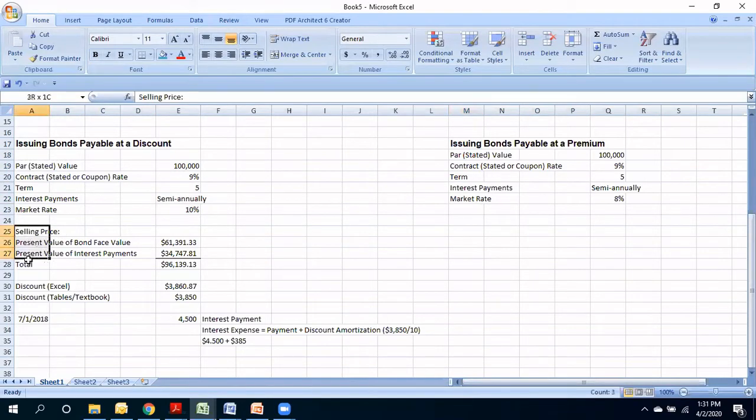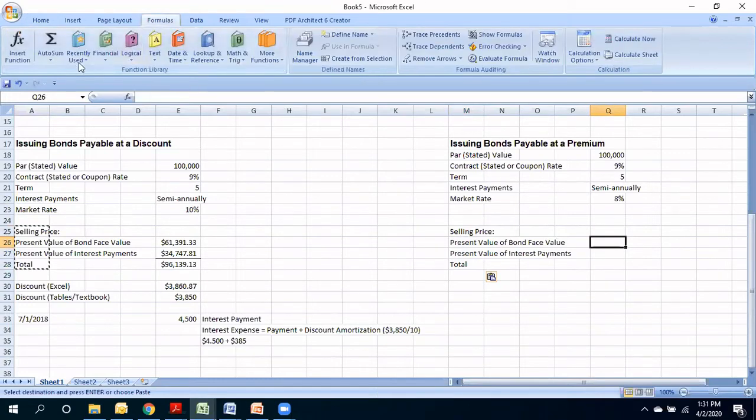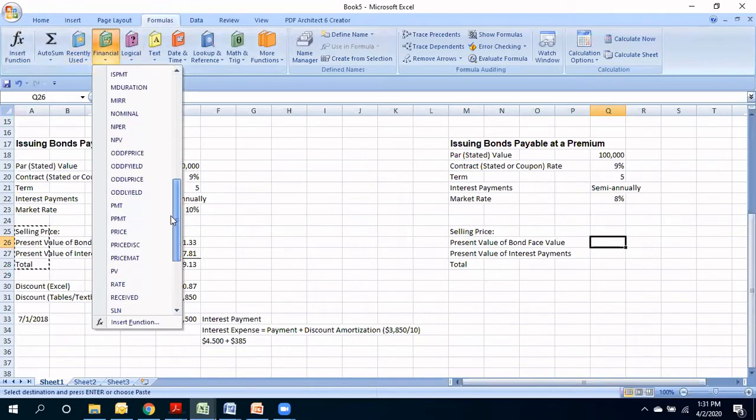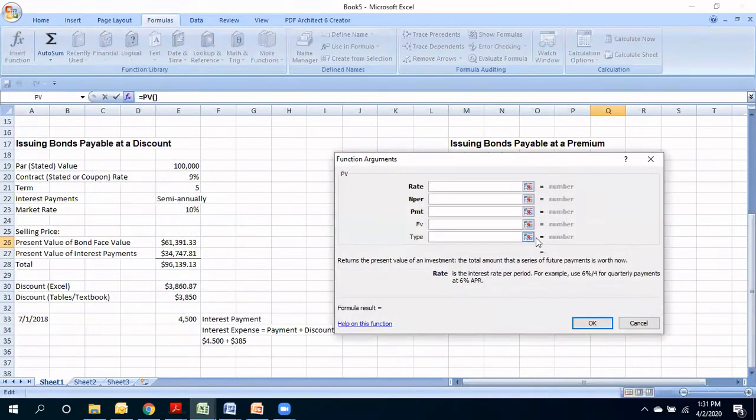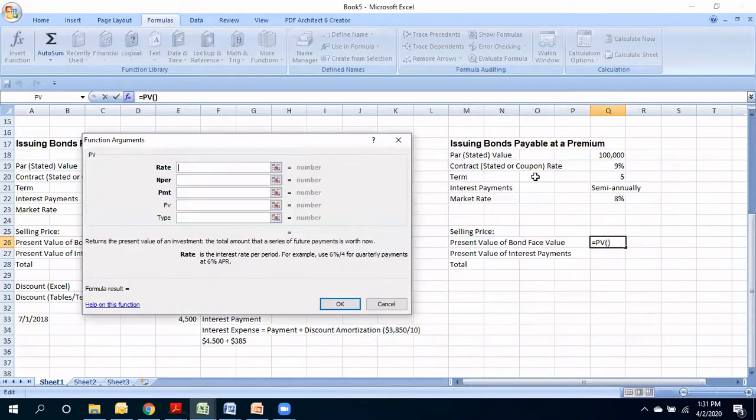How does that work? Well, the process in terms of present value calculation is the same, except our numbers are going to change. So I am going to go back to my financial formulas. I'm going to pick up my present value. But now my market rate is 8% divided by 2. It's still 10 periods.